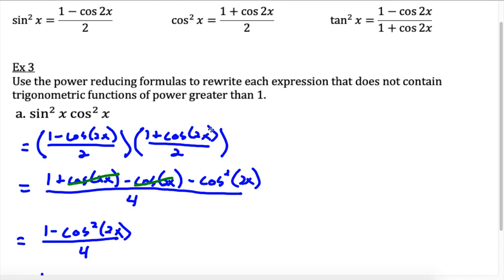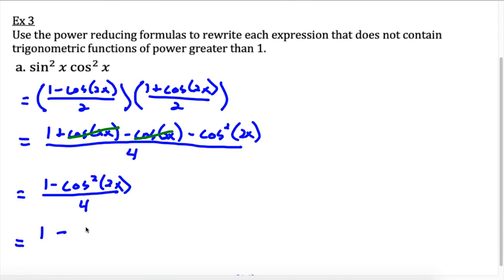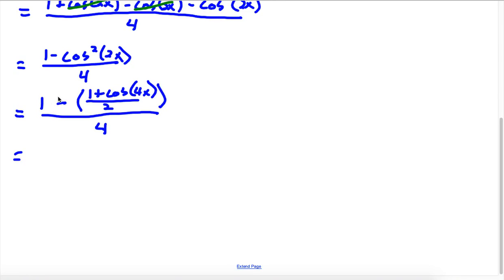Okay, so we need to be careful here. This means 2 times whatever the angle was. So here, the angle was 2x, so it's going to become 4x. So this will be 1 plus the cosine of 4x over 2. And then that'll still all be over 4. So the first thing I can do is make this 2 over 2 to get common denominators here. So I'll have 2 over 2 minus 1 plus cosine of 4x over 2, and then that's all still over 4.